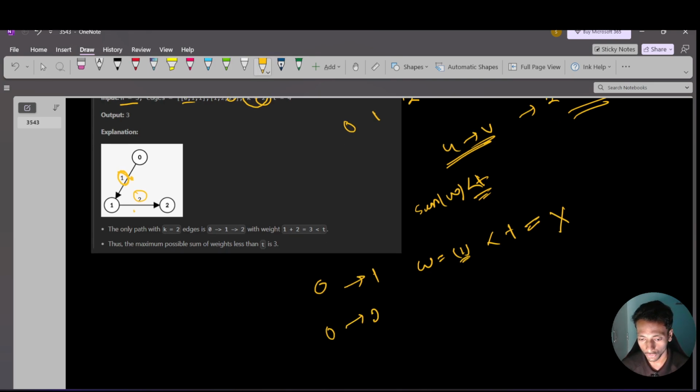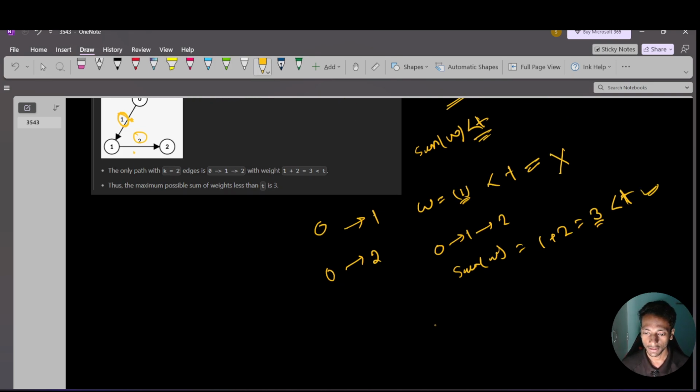No. Okay, so from 0 to 2, what is the path we can reach? First we can reach from 0 to 1, then 1 to 2. So what is the sum of weight? The sum of weight is first 1, next 2, so the total weight is 3. So this is less than t. T here is actually 4.